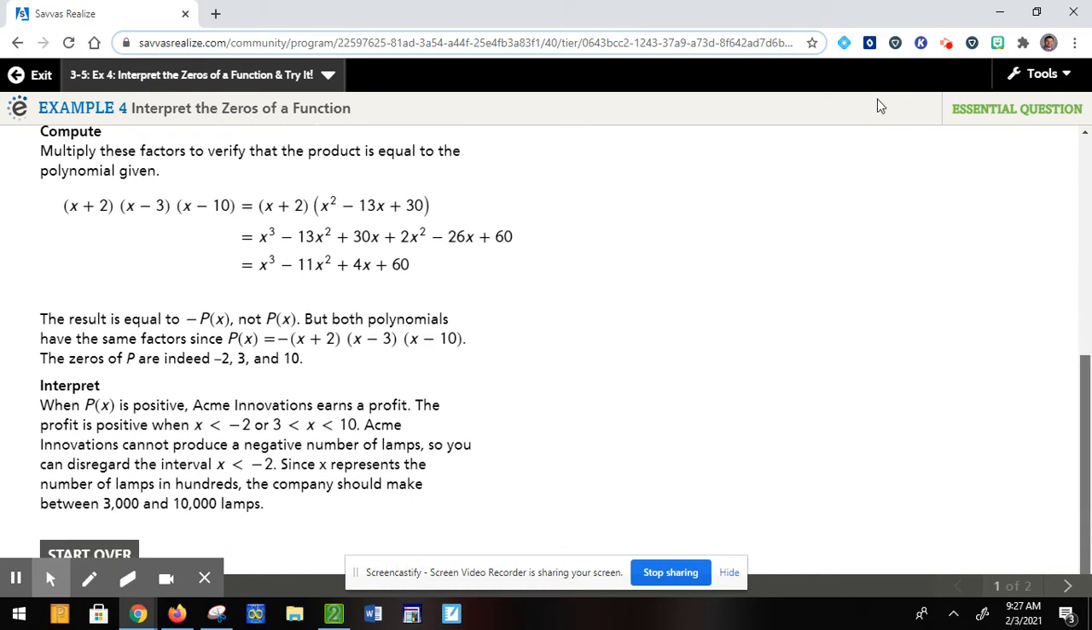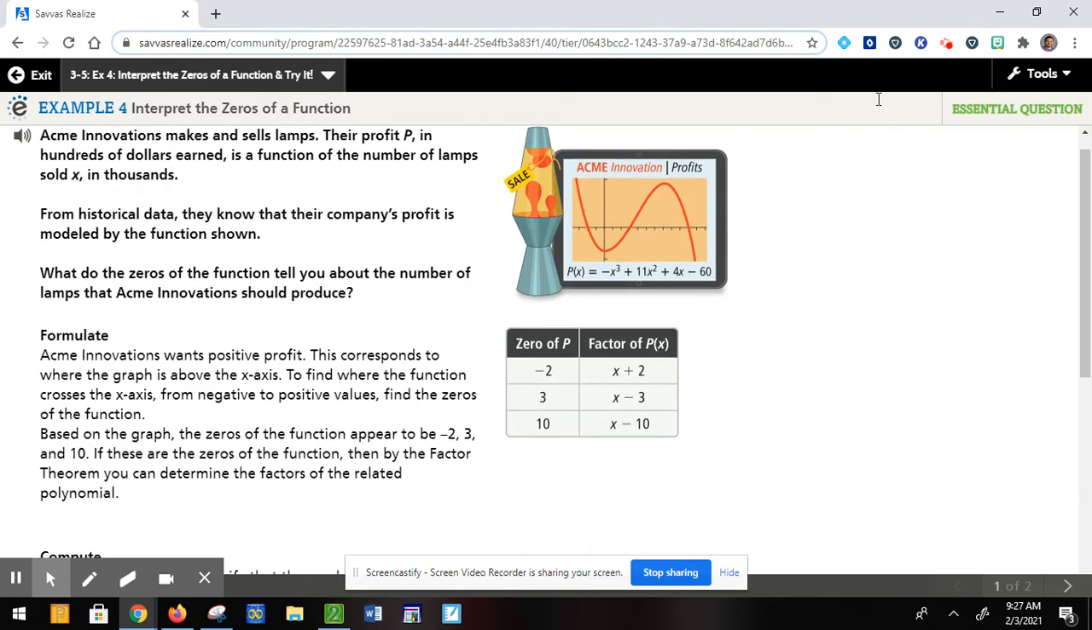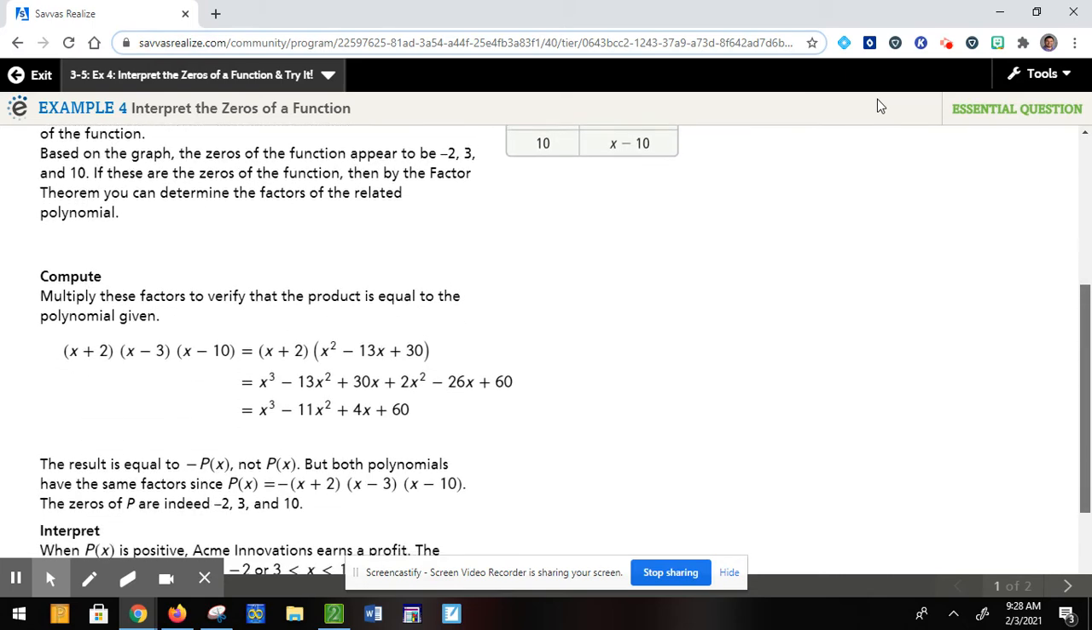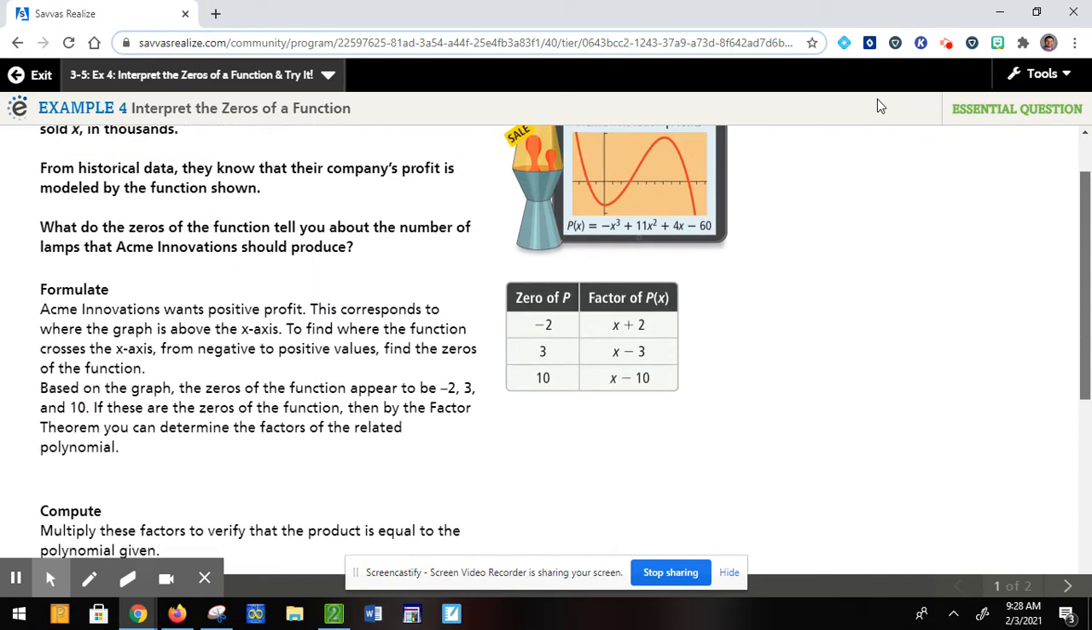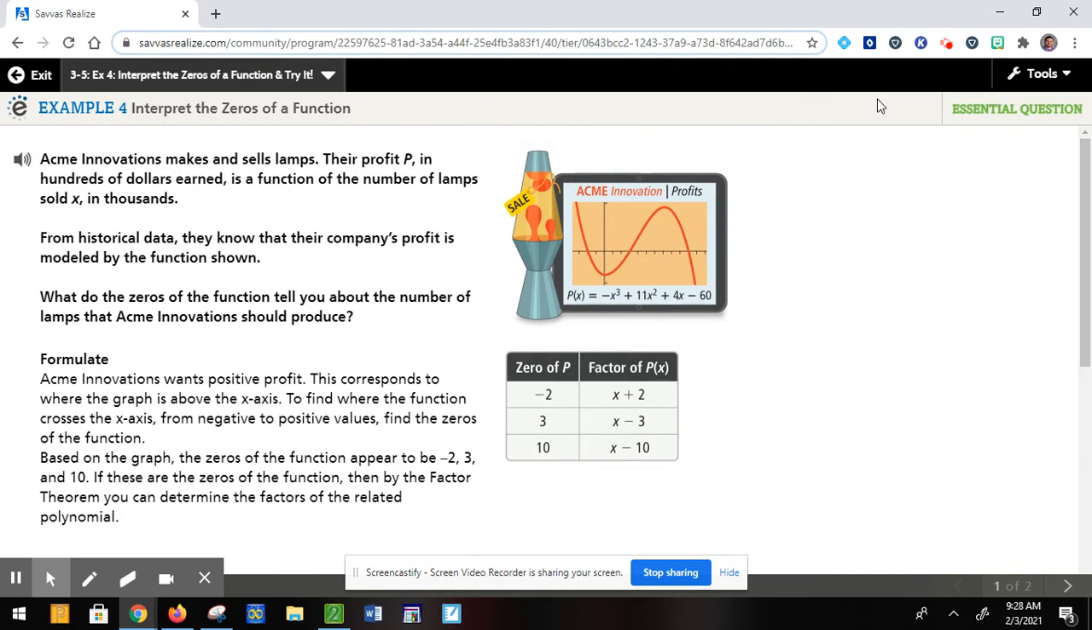Okay. So then interpret what you've got. Well, if you look at the graph again, it's positive between the zeros of 3 and 10. So each value of x represents thousands of lamps sold, or produced. So that means they should be producing between 3,000 and 10,000, right? Any less than 3,000, they're not making a profit. Any more than 10,000, they're not making a profit.